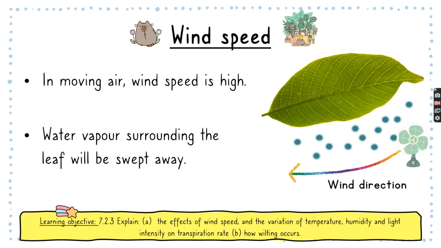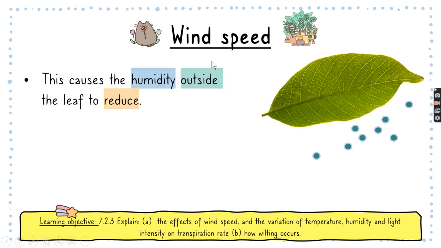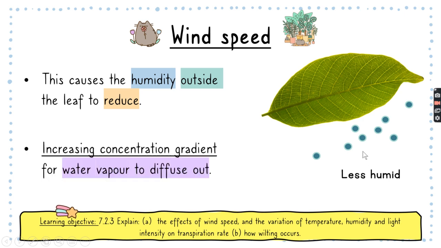So I'm going to show that again. Because of the wind, it's going to move. In the case that not all of the water vapor moves, we can see that most of them move, and overall this causes the humidity outside of the leaf to reduce. Remember that humidity refers to the concentration of water vapor. So because humidity is reduced, the outside of the leaf becomes less humid, and this increases the concentration gradient of water vapor to diffuse outwards.